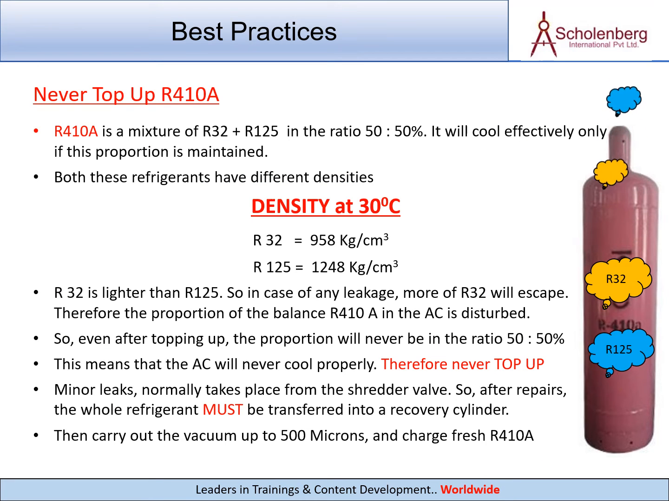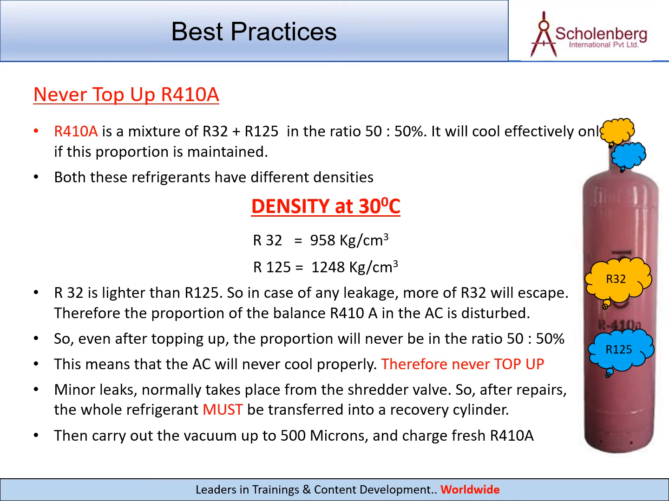Never top up R410A. R410A is a mixture of R32 plus R125 in the ratio 50%. It will cool effectively only if this proportion is maintained. Both these refrigerants have different densities. Density at 30 degrees centigrade: R32 equals 958 kilograms per cubic centimeter. R125 equals 1248 kilograms per cubic centimeter.